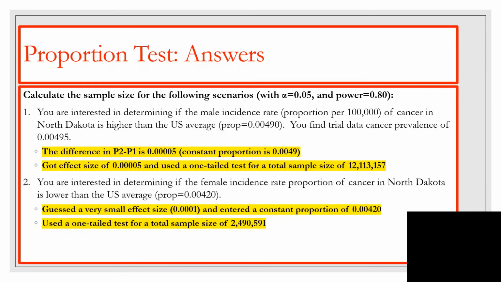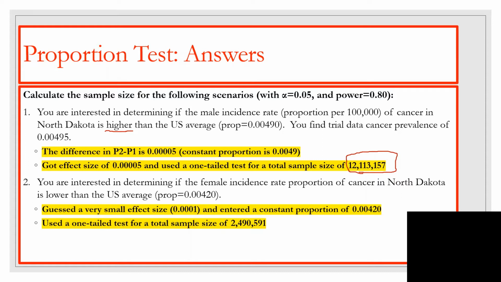For number 1, we have the proportions, so we can enter the difference, which gives us a constant proportion of 0.0049, which gives it a very small effect size. And since we're interested in whether it's higher than the US average, we use a 1-tailed t-test, giving a whopping sample size of over 12 million.